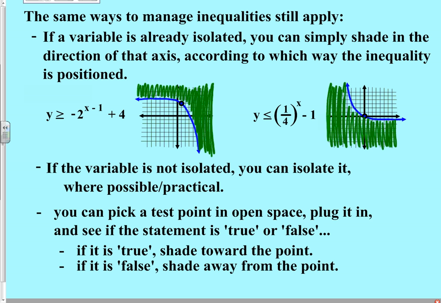If you end up with a true statement, as always, that means that the inequality does like that point, so shade towards that point. If you get a false statement, then that means the inequality does not like that point, and shade away from it.